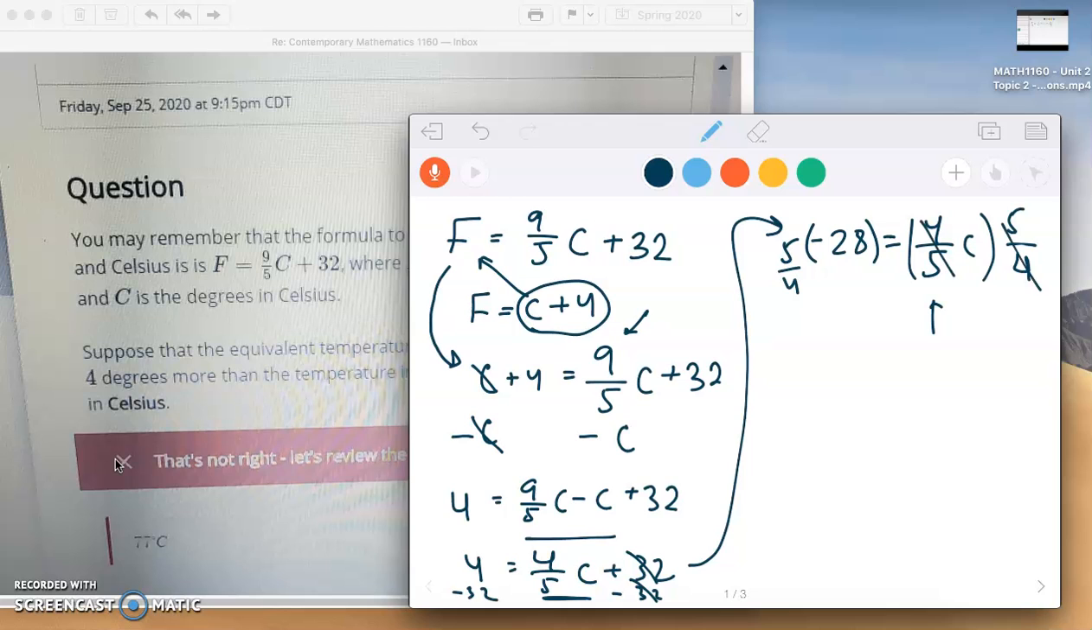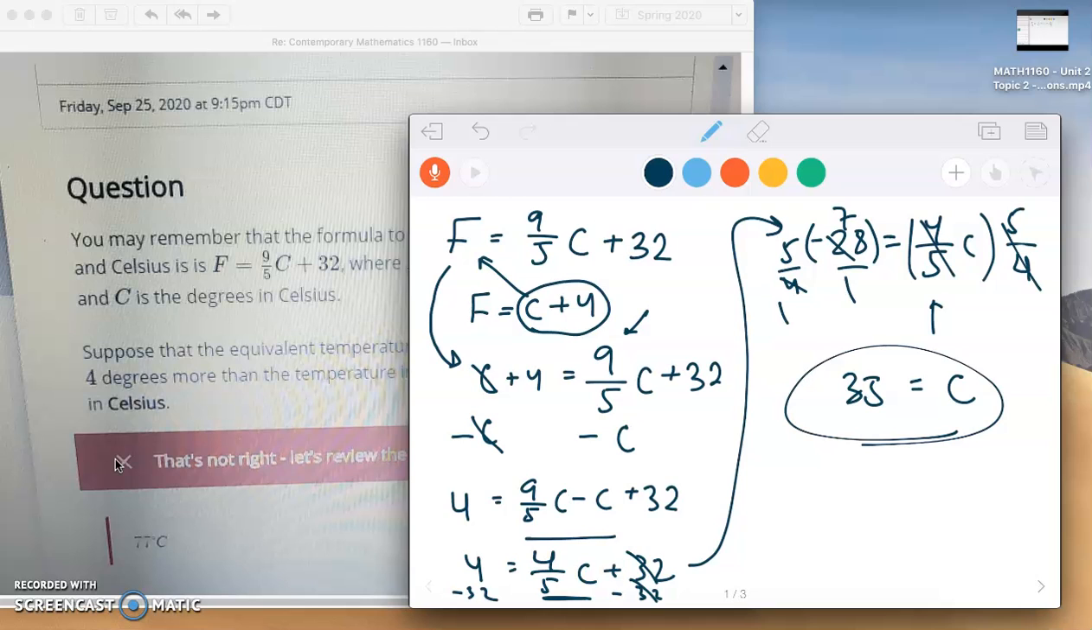All right, so these cancel. So we have c on this side. And when we have 5/4 times this, that's the same thing as saying negative 28 over 1. We can simplify this, right, by dividing by 4. So we have 35 degrees. So the answer should be 35 degrees Celsius.